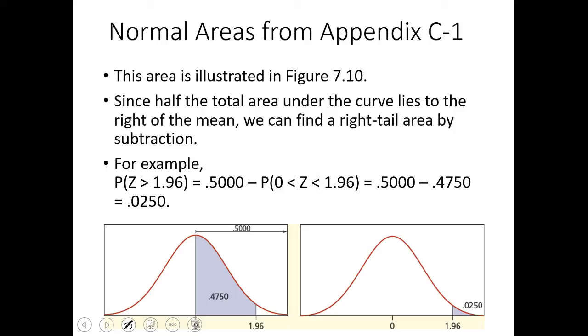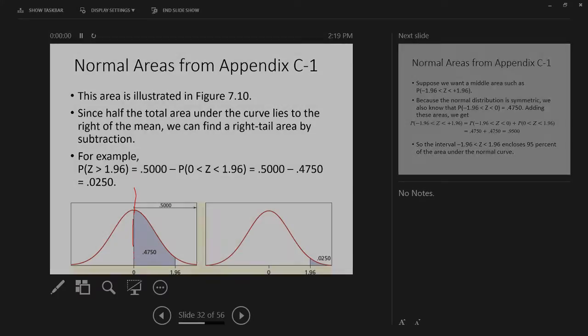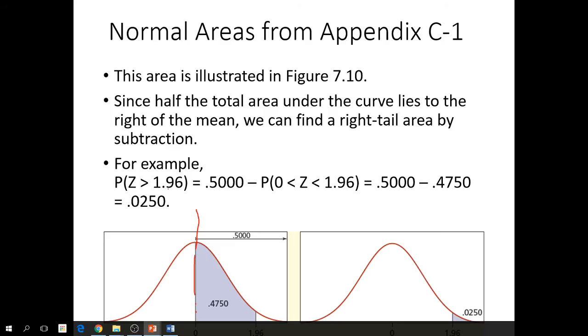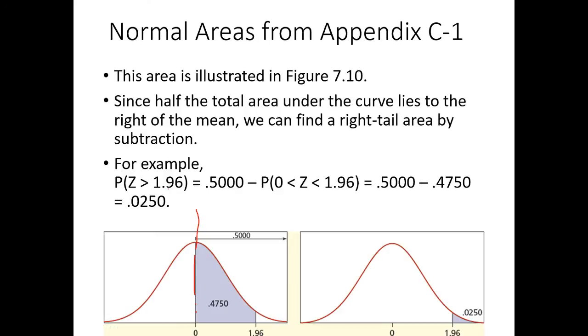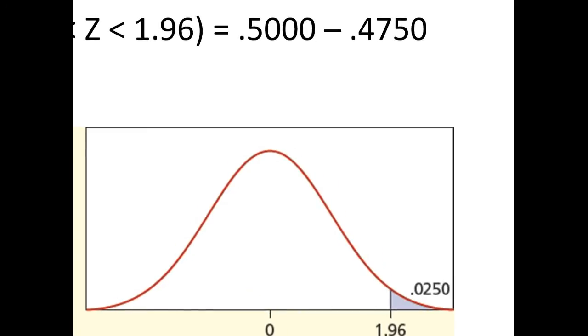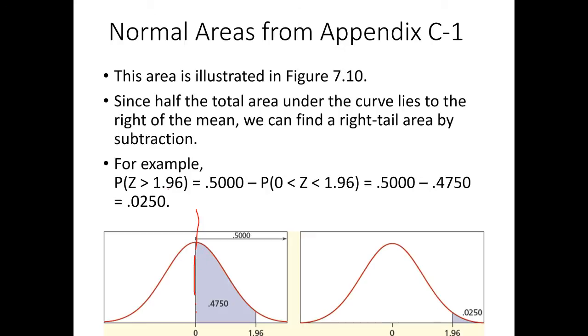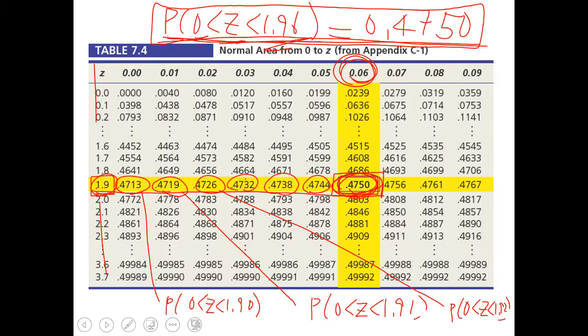Okay, and so if you want to know the probability that z is larger than 1.96, so then because this half, the positive half of the distribution is, I'm sorry.